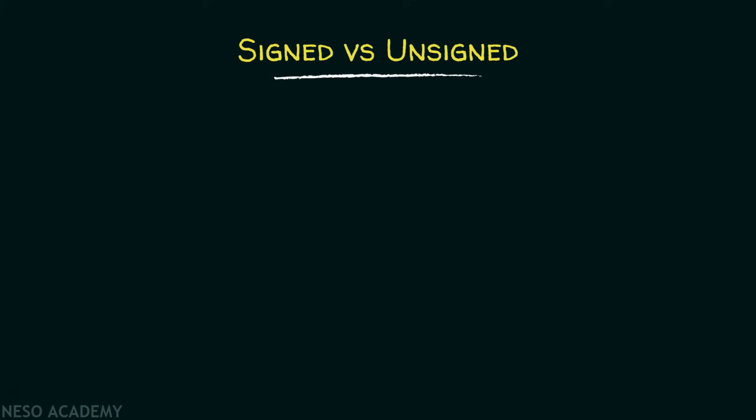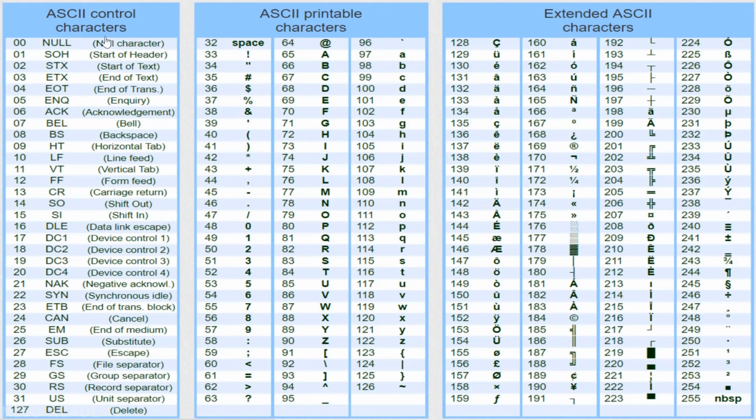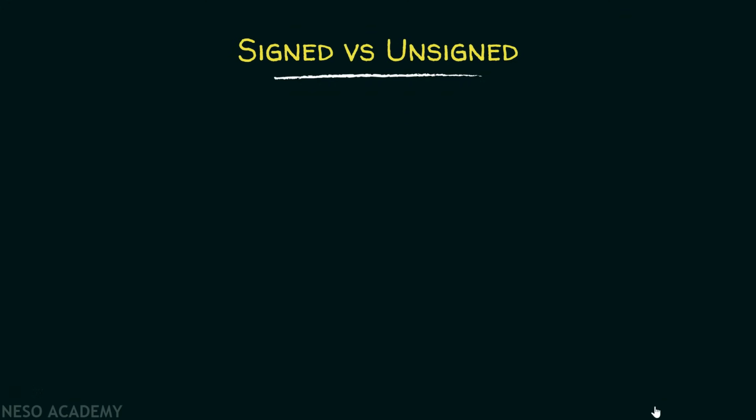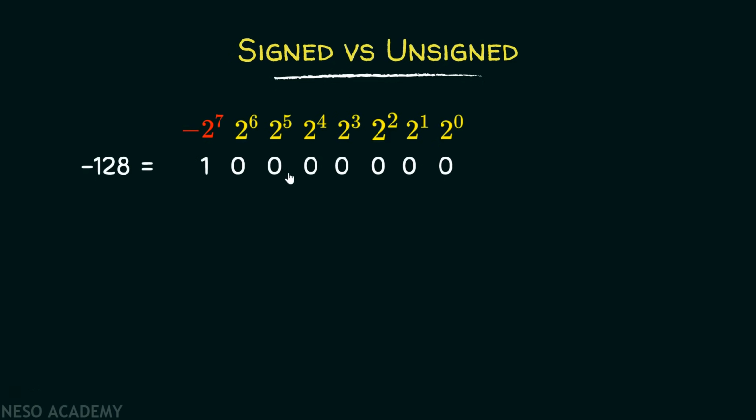To understand this concept, let's consider the extended ASCII table once again. 0 to 127 is the same for both signed and unsigned range. The difference comes in minus 128 to minus 1 in signed range and 128 to 255 in unsigned range. Let's write down the 2's complement representation of minus 128 in binary. There is one important point to note.